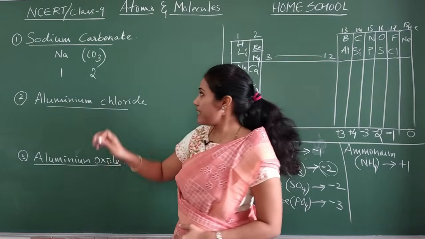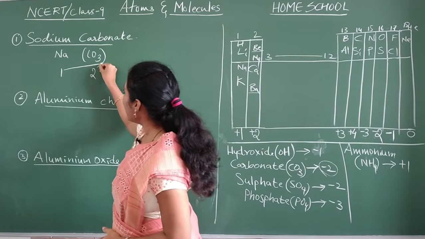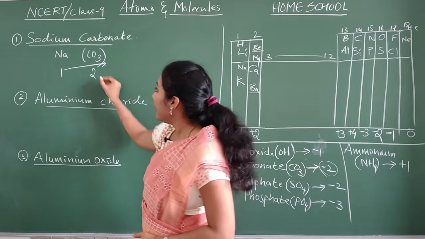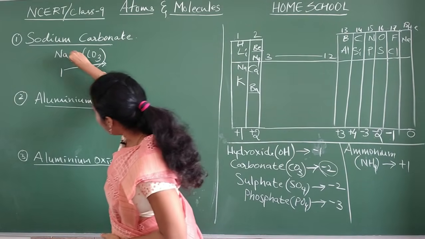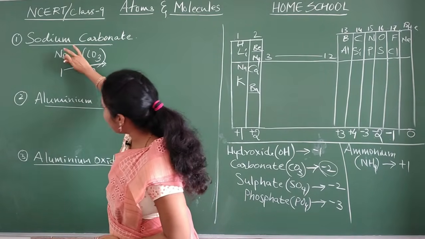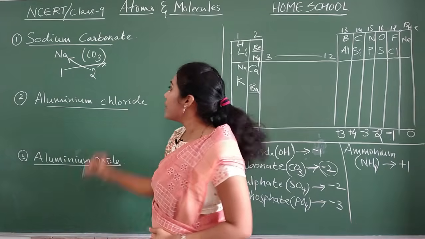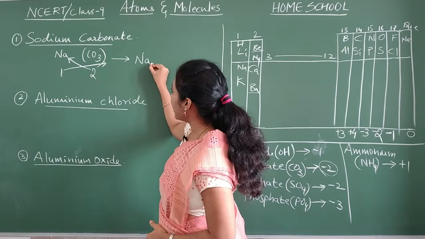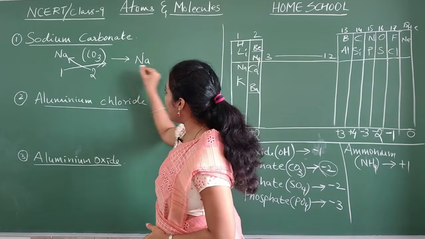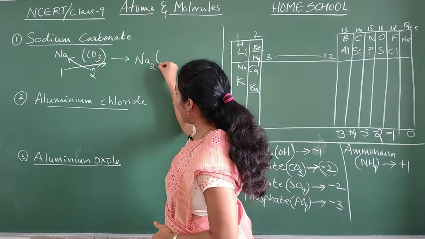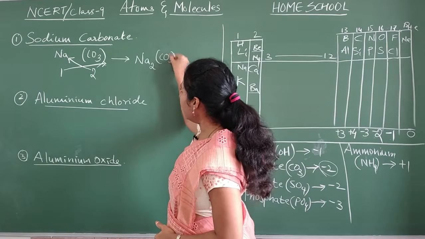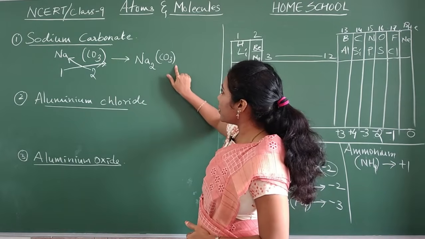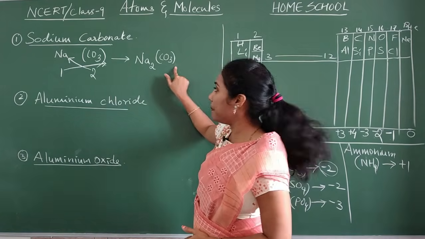Crisscross. Crisscross in the sense, this number I should write here as a subscript for carbonate, and this number I should write here. Yes or no? As a subscript for sodium. So what is its formula, guys? Na. What is the number you will put here? This number. Na2(CO3). You are writing them near. That's it. Okay. For CO3, what is the digit you will mention as a subscript?